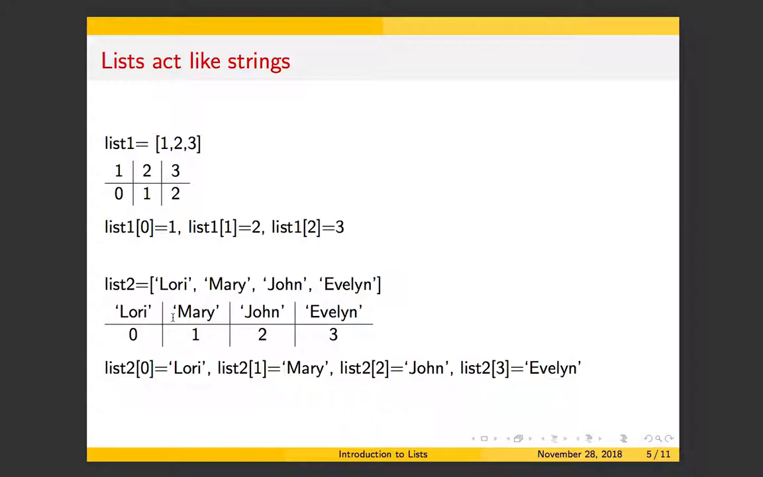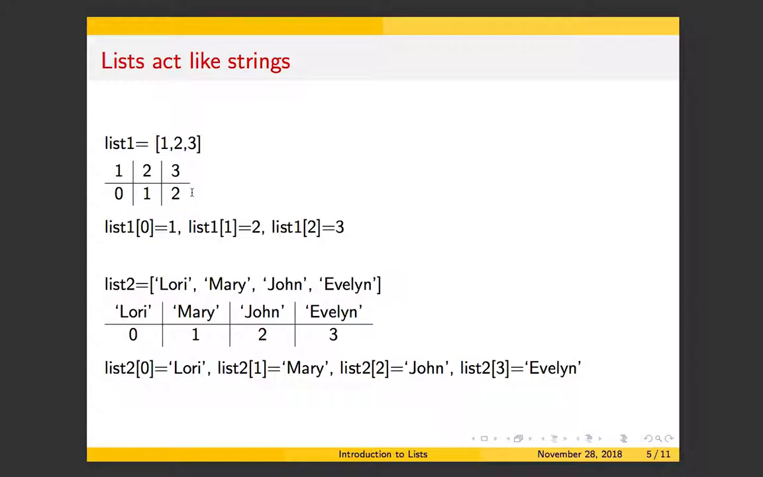So the first thing to note about lists is that they act like strings in several ways. The first way they act like strings is that each individual list item has a position inside the list. So in this list here, 1, 2, 3, item 1 is in the first position, which just like strings is actually position 0. So Python always starts counting at 0. So positions 1, 2, and 3 are actually positions 0, 1, and 2. So 3 here is in the third position, which is actually position 2.